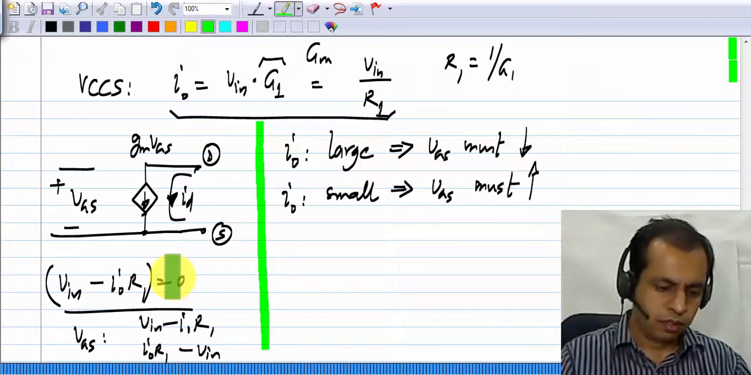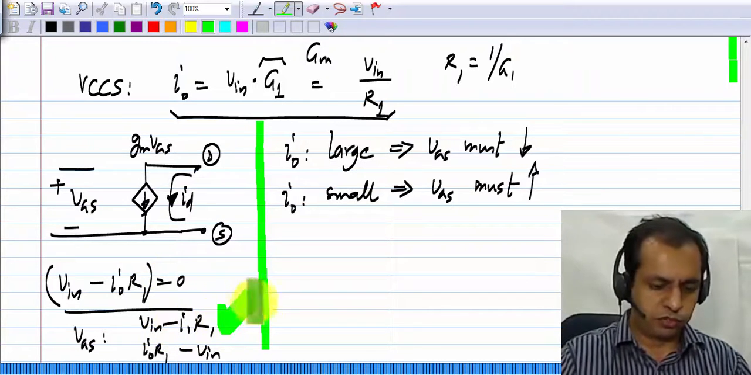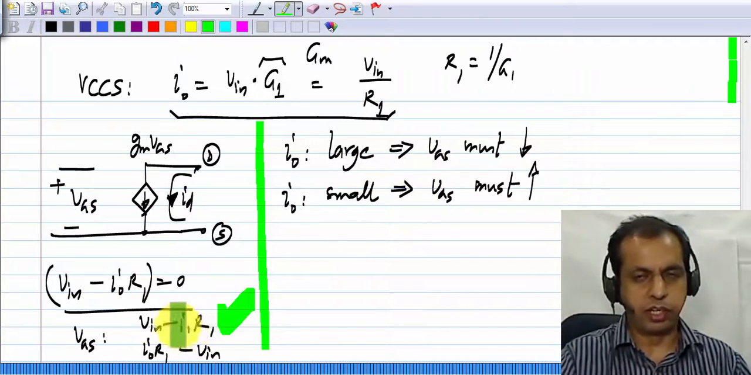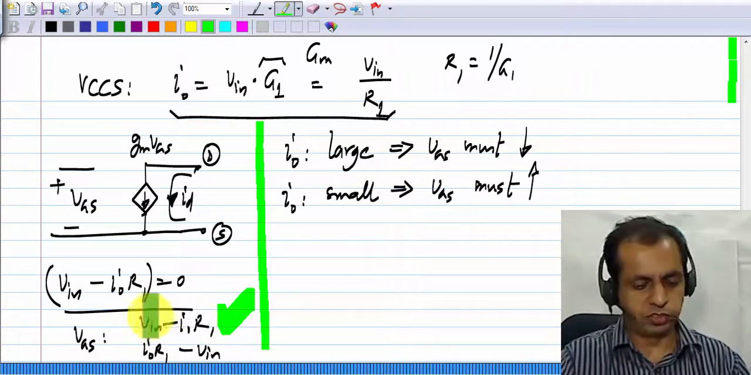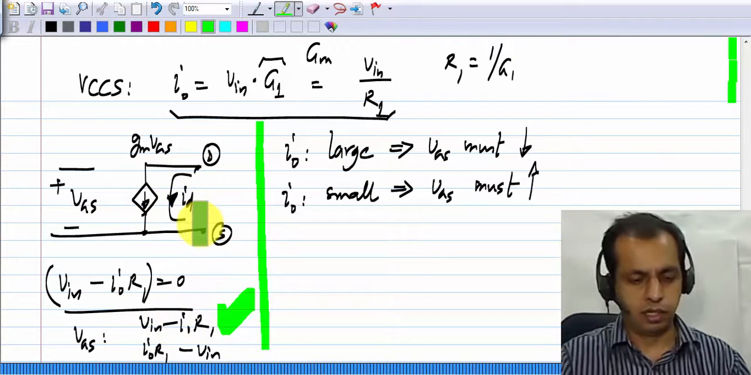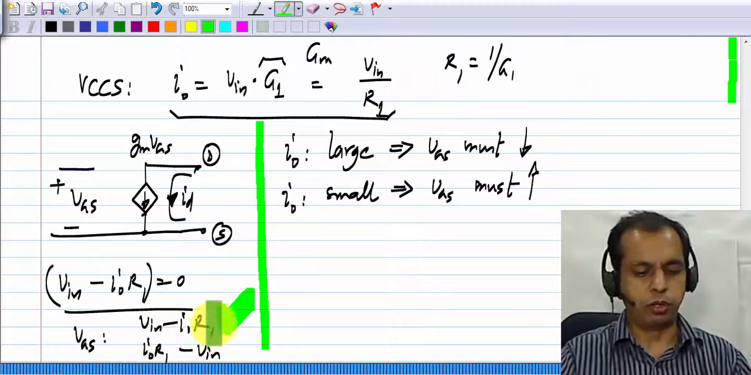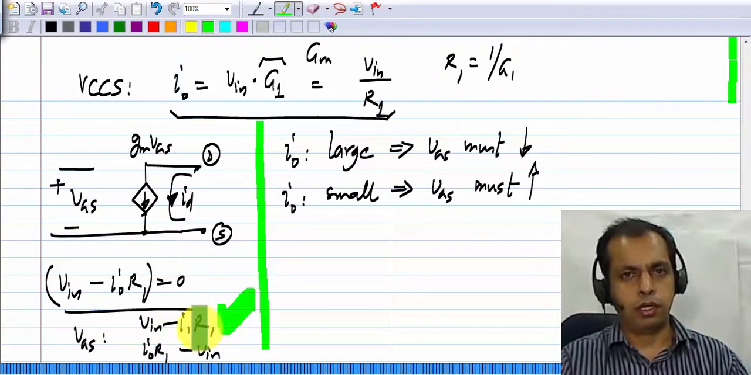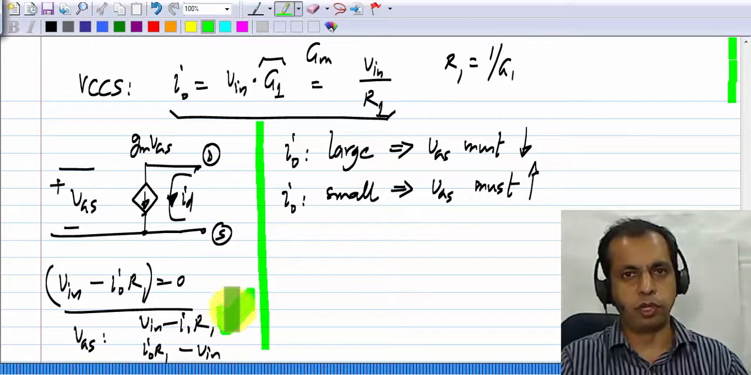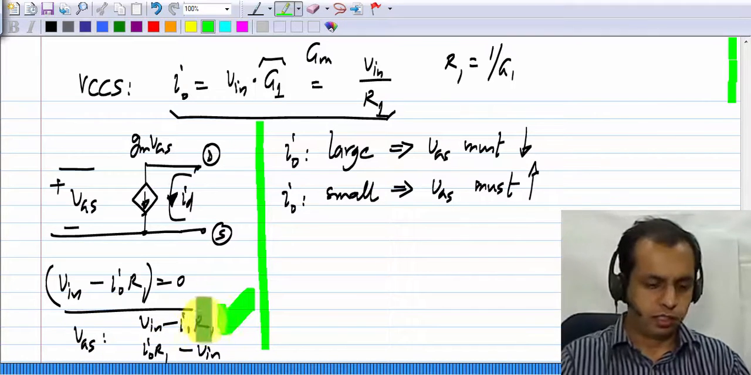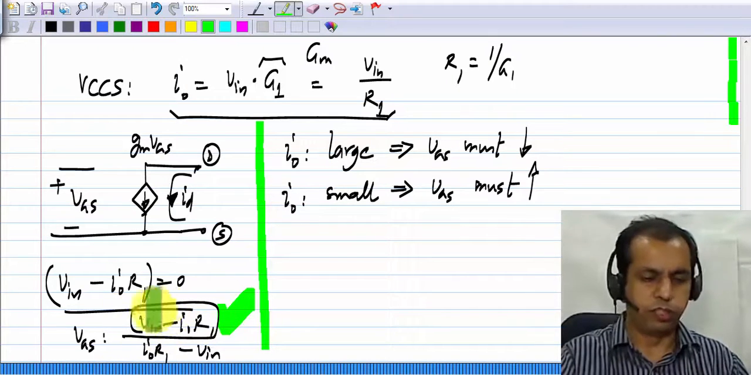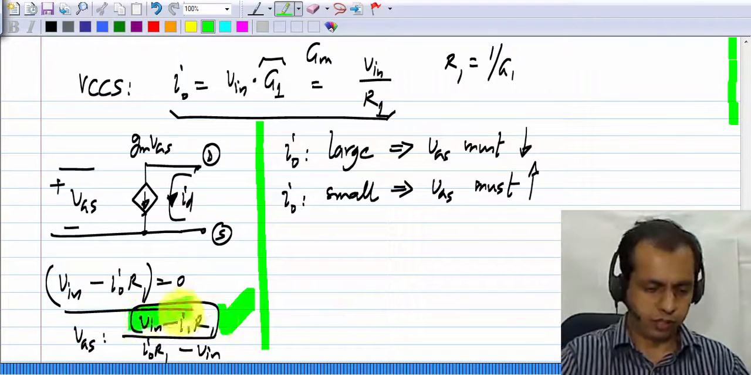So clearly you see that the first form is compatible with this. I naught here appears with a negative sign. So if I naught is too small, VGS will be a larger positive quantity which tends to increase the drain current. So VGS has to be equal to V in minus I naught R1. The other way around doesn't work, because if then I naught is very large, then VGS actually will become larger. So negative feedback action is obtained by having VGS equal to V in minus I naught R1.